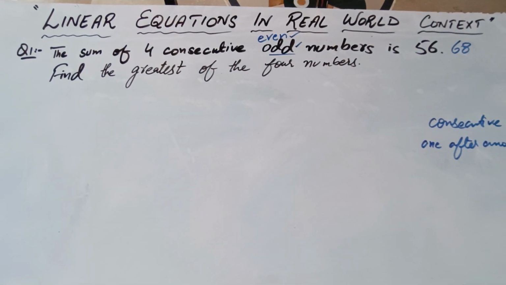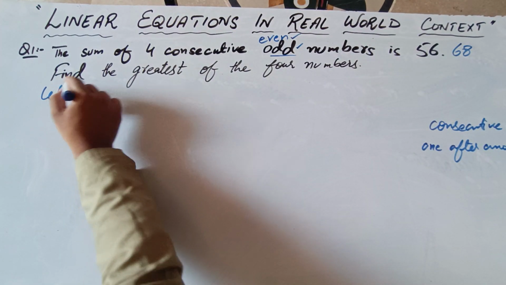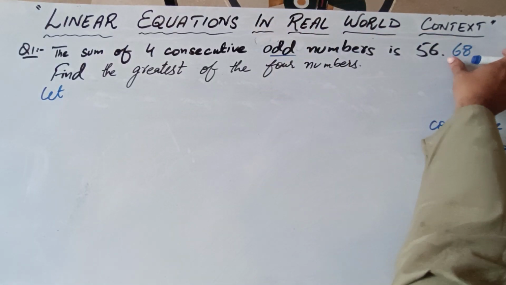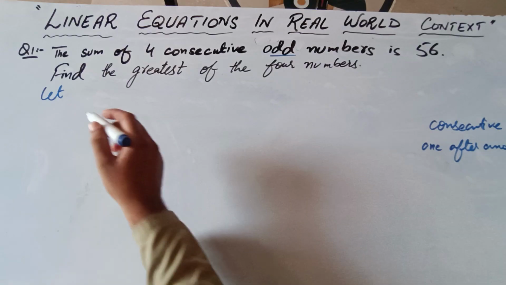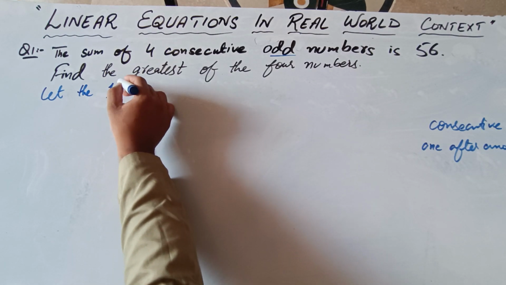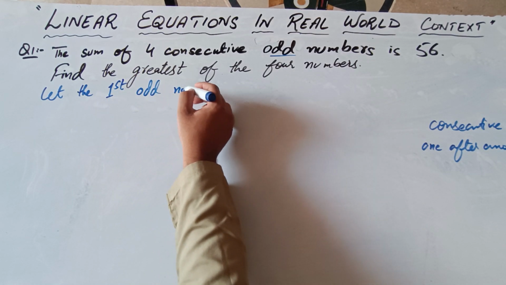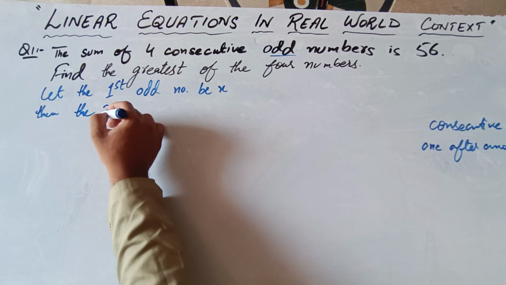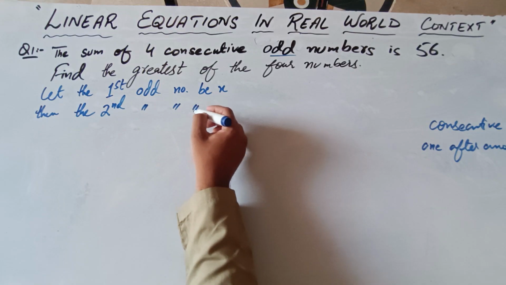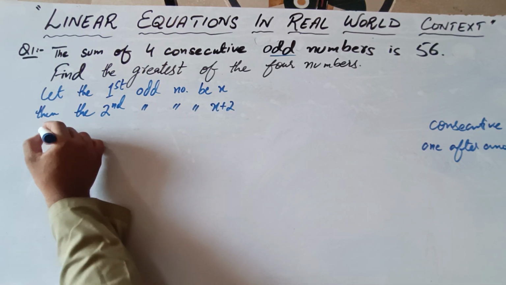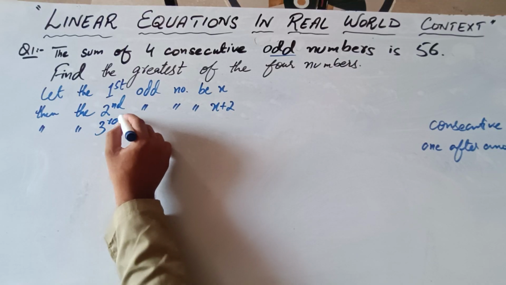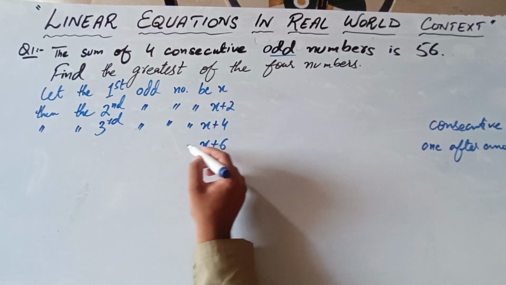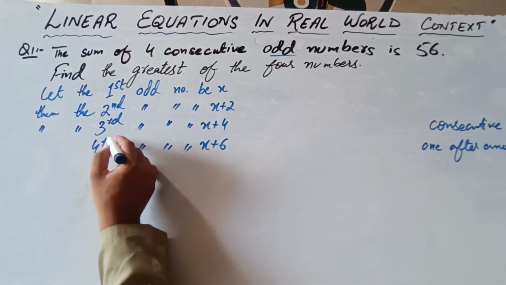Now how to start? The original question was this: the sum of the first consecutive 4 odd numbers is 56. Let the first odd number be x, then the second odd number will be x plus 2, then the third odd number will be x plus 4, and then the fourth odd number will be x plus 6.